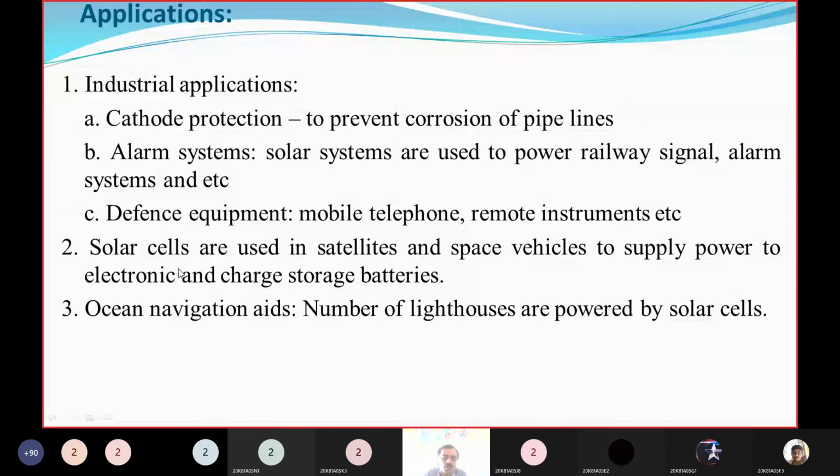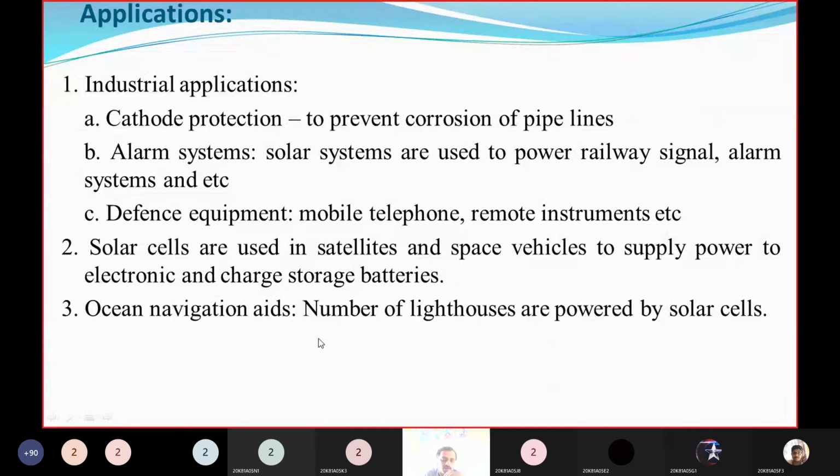And next, solar cells are used in satellites and space vehicles to supply power to electronics and charge storage batteries. This is the application of solar cells in satellites and space vehicles.